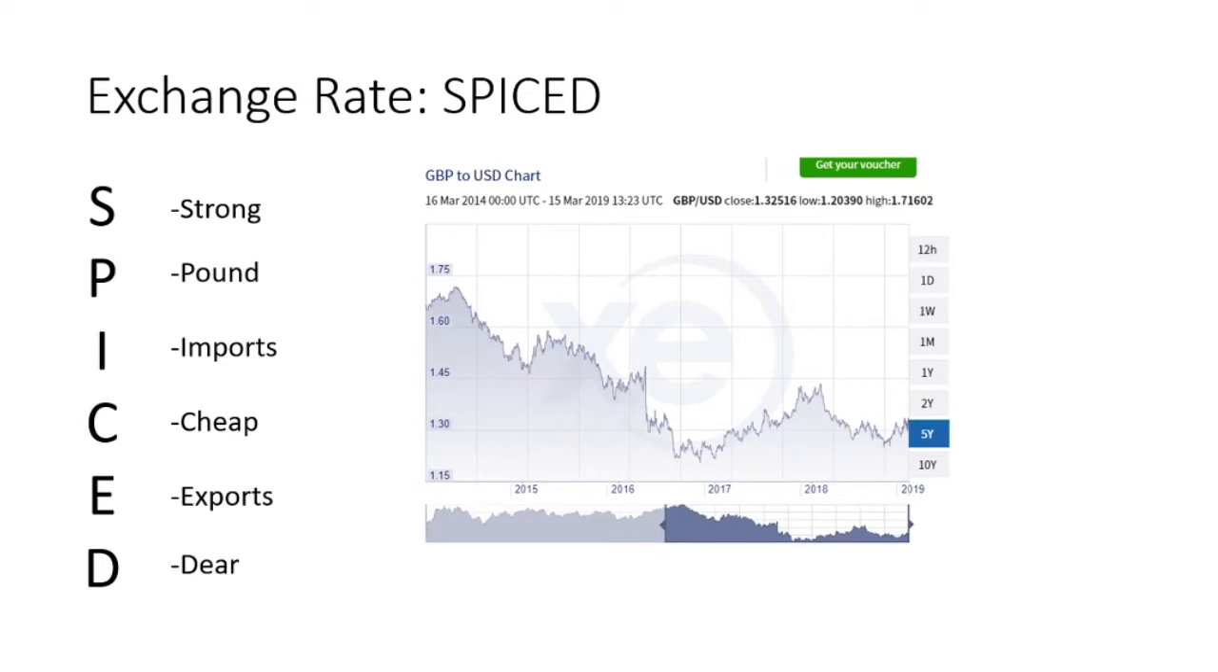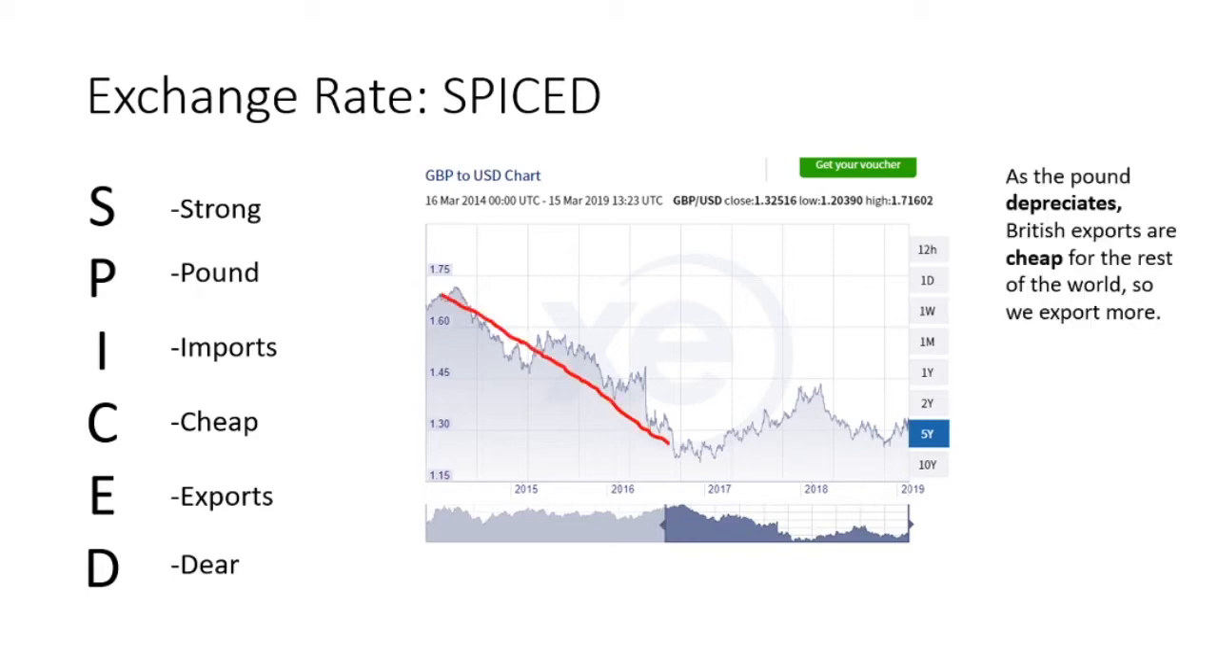If you look at an exchange rate diagram, which shows the pound to dollars, which is to say how many dollars can you buy with each pound, if you see the pound depreciating, this means that British exports will be cheap to the rest of the world.